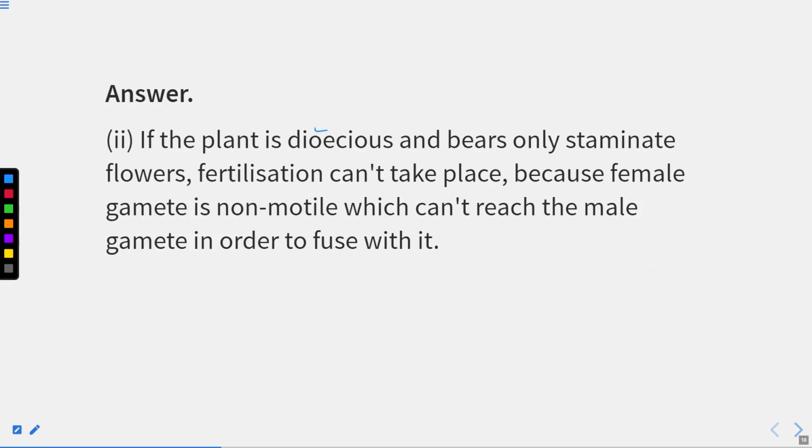Now, if the plant is dioecious and bears only staminate flowers, meaning it bears only male flowers with stamens, then what will happen? Fertilization cannot take place because the female gamete is non-motile and can't reach the male gamete in order to fuse with it. So there is no fertilization, and without fertilization, there is no seed set or fruit set, because fruit and seed develop after fertilization.